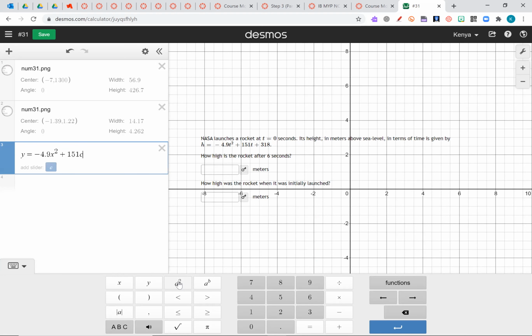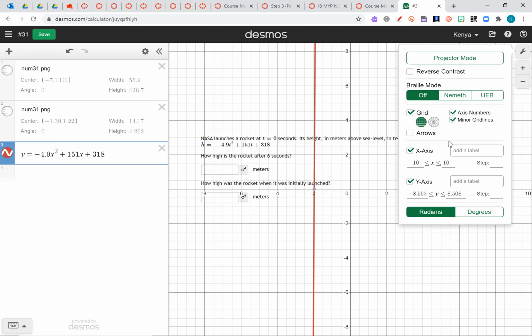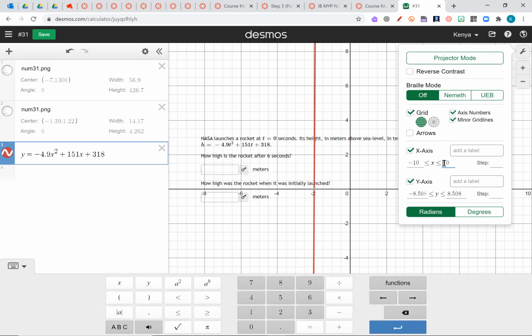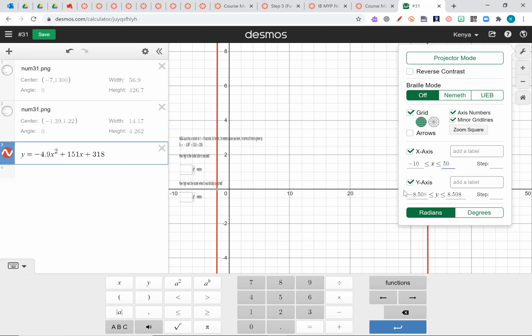That negative answer doesn't make a whole lot of sense. So I need to adjust my window so that I can see more positive values for my domain. So I'm going to go ahead and adjust it to about 50. And now I can see the width of my parabola. All right, but I want to be able to see the height of my parabola as well.